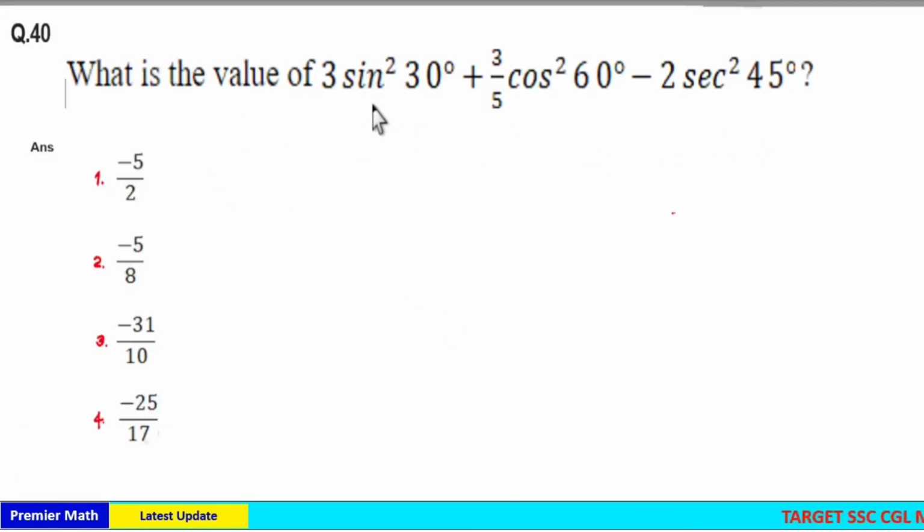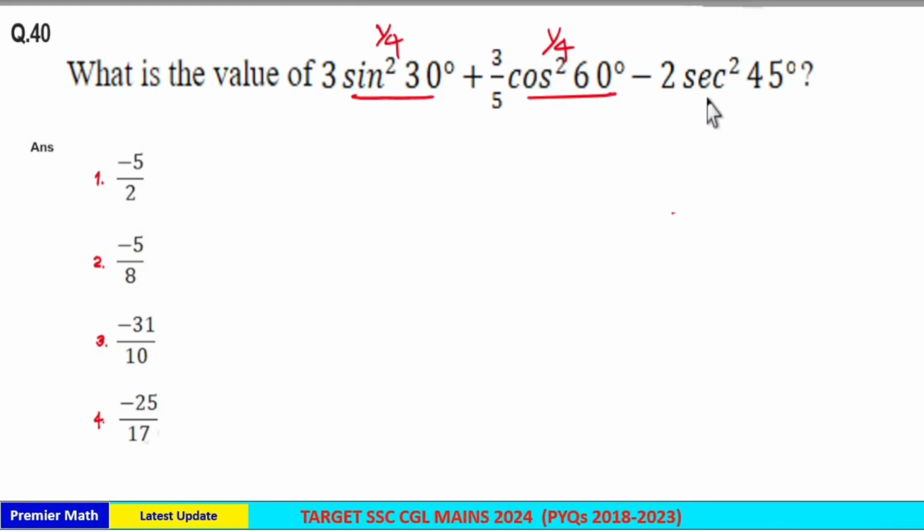What is the value of the following? Here sin 30 is equal to cos 60 is equal to 1 by 2, means sin square 30 is equal to cos square 60 is 1 by 4. Sec is equal to 1 by cos. Cos 45 is equal to 1 by root 2, means sec 45 is equal to root 2. So sec square 45 is root 2 square.